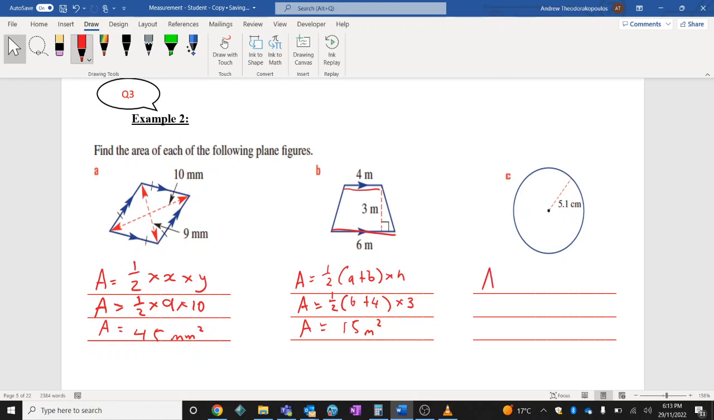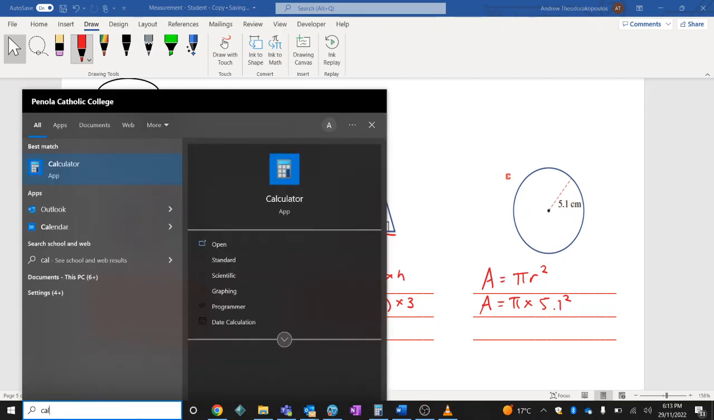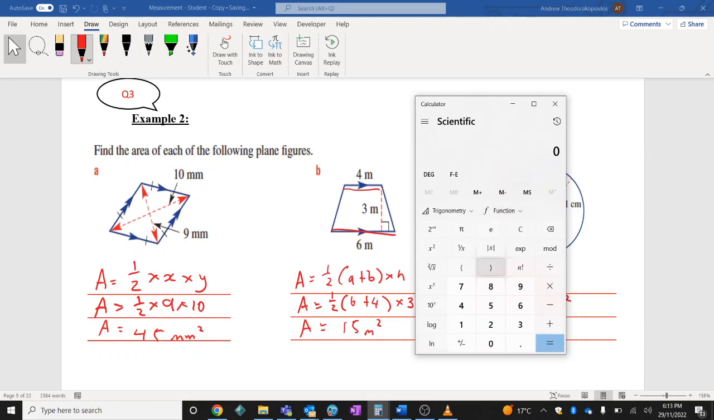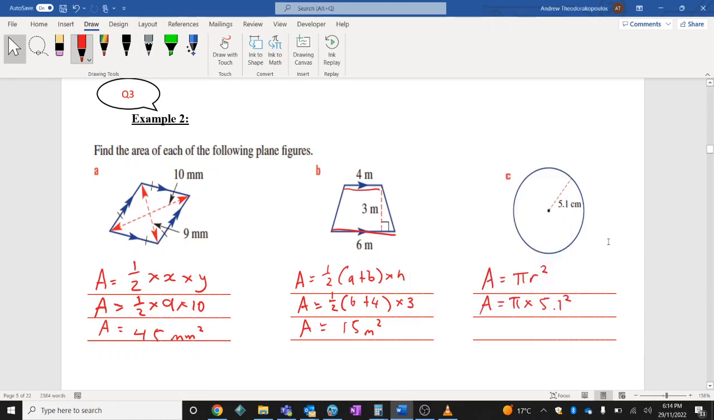Now, here is the area of a circle, which is pi r squared. Area equals pi times 5.1 squared. Don't forget to actually square the 5.1. So when you're putting it into your calculator, I want you to put pi times 5.1 squared. Okay, that's going to get you your answer of 81.71. Don't forget to square it.